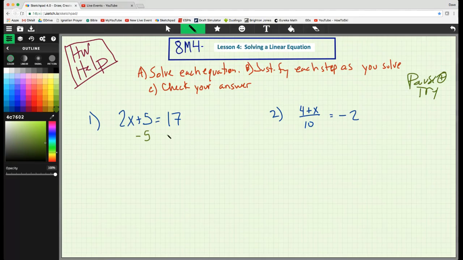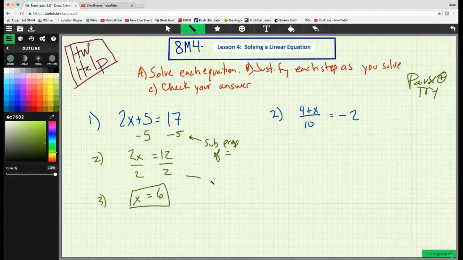So let's subtract 5 from both sides. And we get 2x equals 12. And that's by the subtraction property of equality. Now we're going to divide both sides by 2. And we get x equals 6. And that's by the division property of equality.